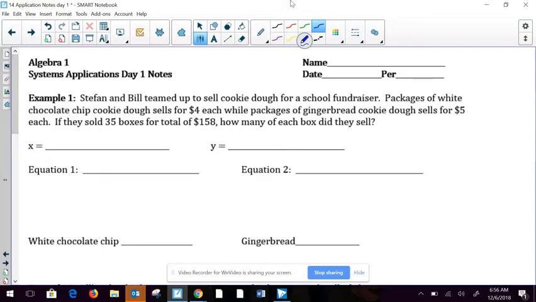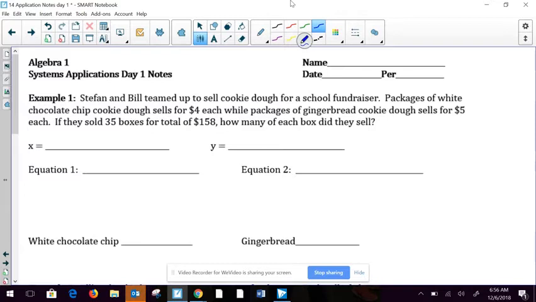Hi everybody, welcome back. Today we're going to start our first day of systems applications. The key to remember here is you're going to have two equations. So looking at your problem when you read through it, you want to make sure that you figure out what two things you're selling and what two big pieces of information you're given.